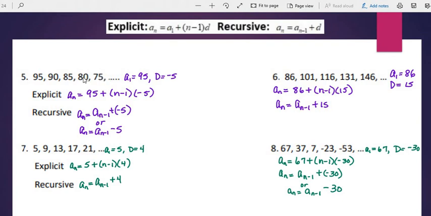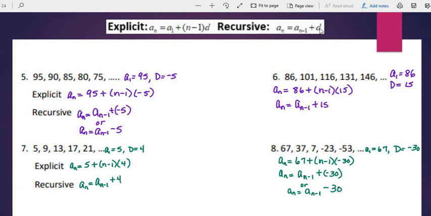75 minus 80 is negative 5. 80 minus 85 is a negative 5. 85 minus 90 is a negative 5. 90 minus 95 is a negative 5. So my common difference all the way across here is a negative 5. I'm going to substitute each one of these in place of the formula right here. So the recursive rule, I'm going to just substitute out.